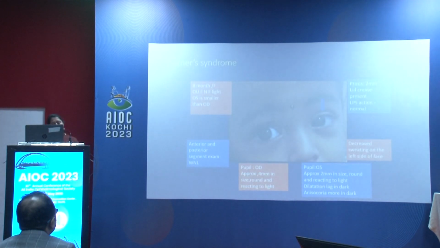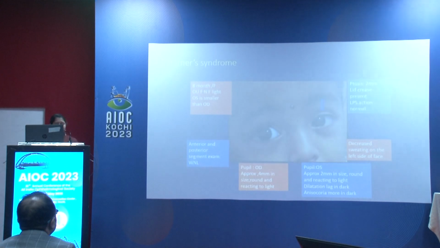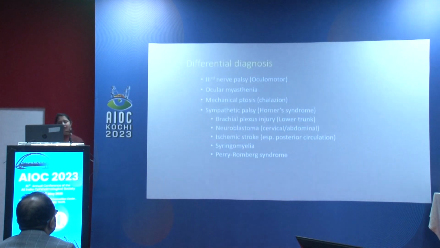So, here is one case of an 8-month-old baby who came to my OPD with a mild ptosis in the left eye. LPS action was good. On keen observation, there was anisocoria. There was a difference of 2 millimeters in both the pupils. There was dilatation lag. The pupil was reacting to light, and on history, there was decreased sweating on the left side of the face. So the differentials were third nerve palsy, ocular myasthenia, mechanical ptosis, or sympathetic palsy, that is Horner's syndrome.